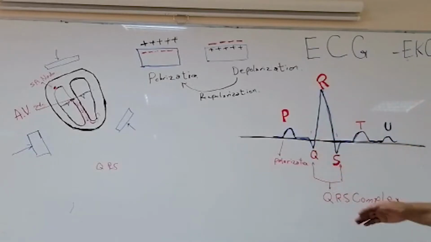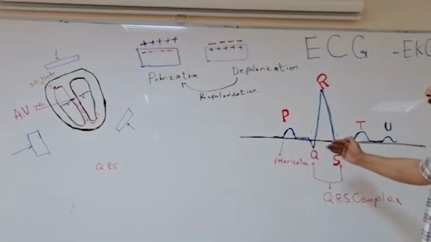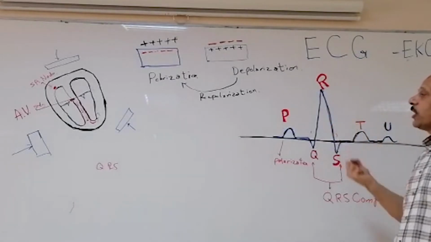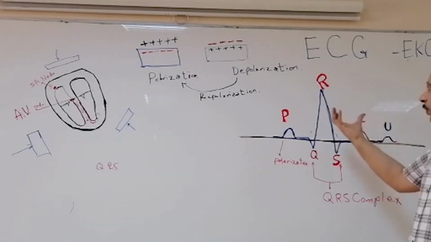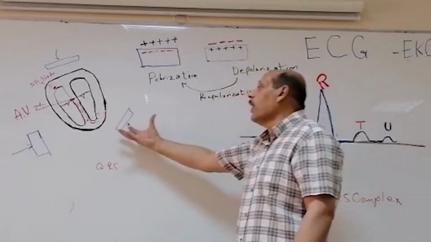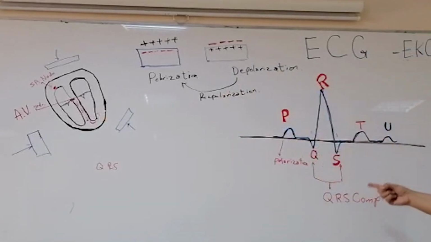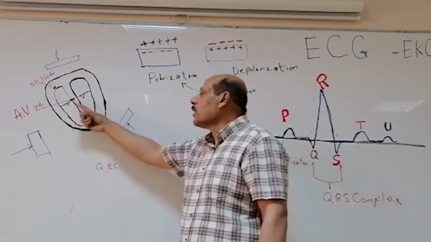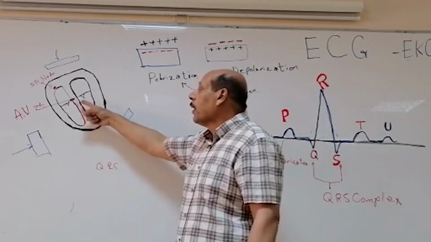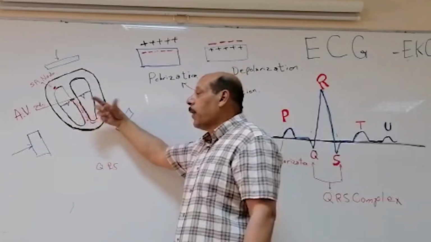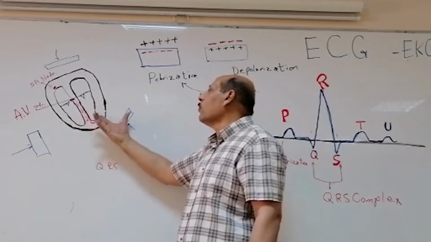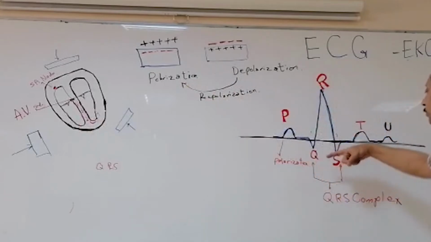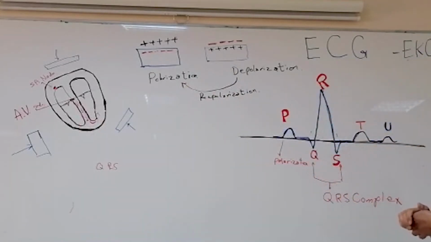The QRS will start with the Q, which is a negative, downward deflection, then the R, which resembles the contraction of the ventricle. So the QRS complex gives us an impression about the transmission of the impulse from the AV node to the bundle of His, then to the bundle branch and to the Purkinje fiber, and the compression of the heart muscle. So this is the QRS complex.